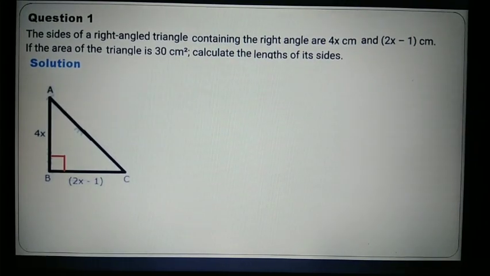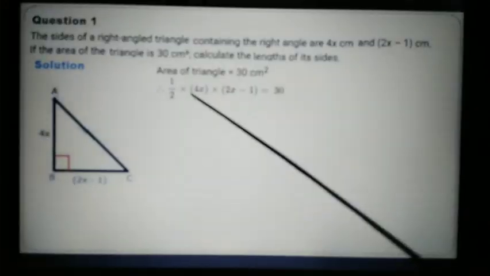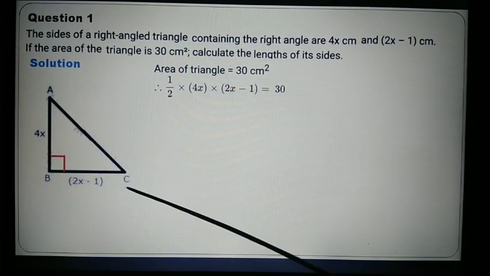Now we know that area is given by half into base into height. Yes, so we have area of the triangle to be 30 centimeters square, and area of triangle can be written as half into base into height, right? So if BC is my base, then obviously this AB has to be my height. So area will be half into 2x minus 1, that is base, into height, that is 4x. So instead of this area of triangle, I am writing half into 4x into 2x minus 1.